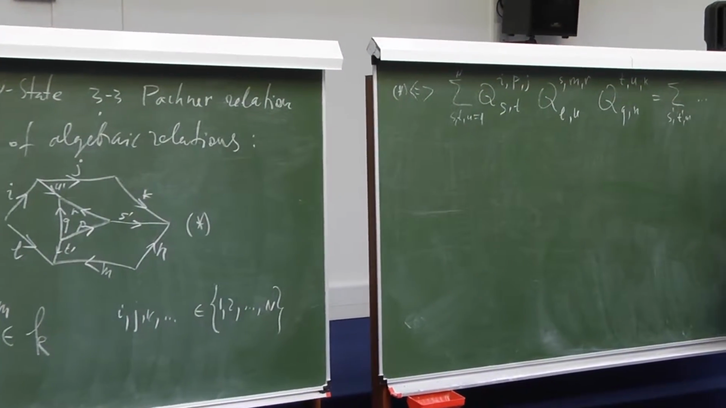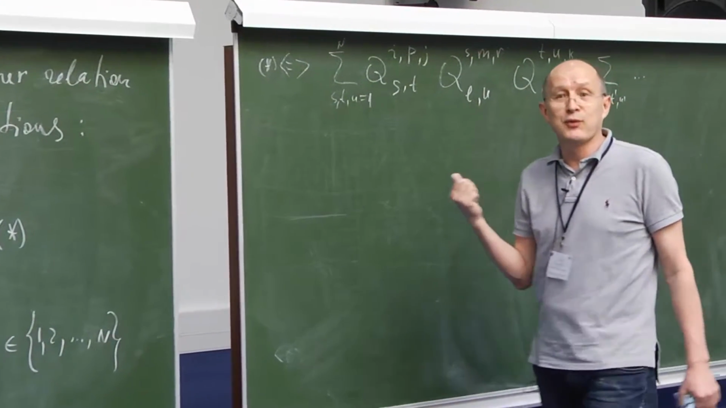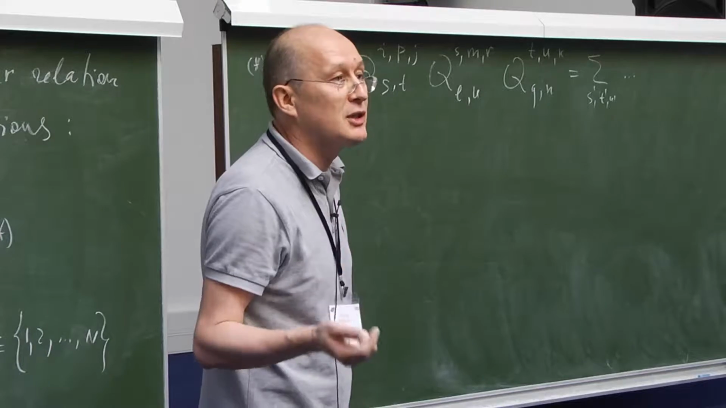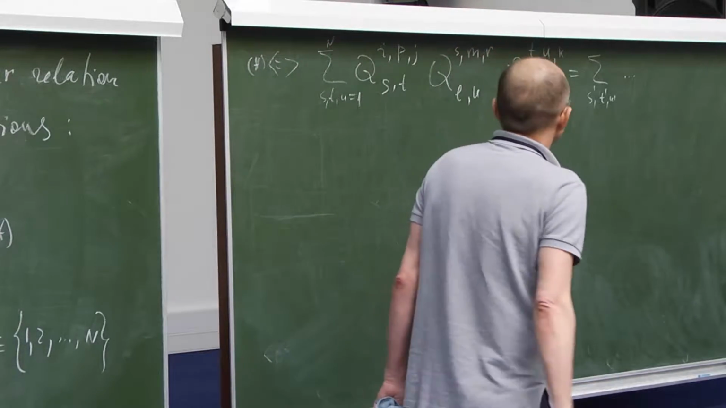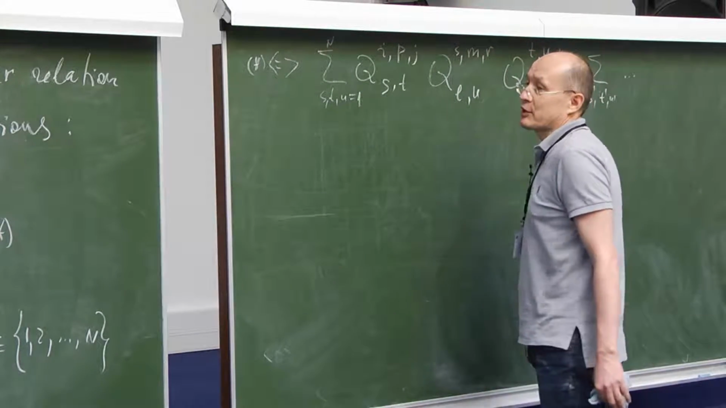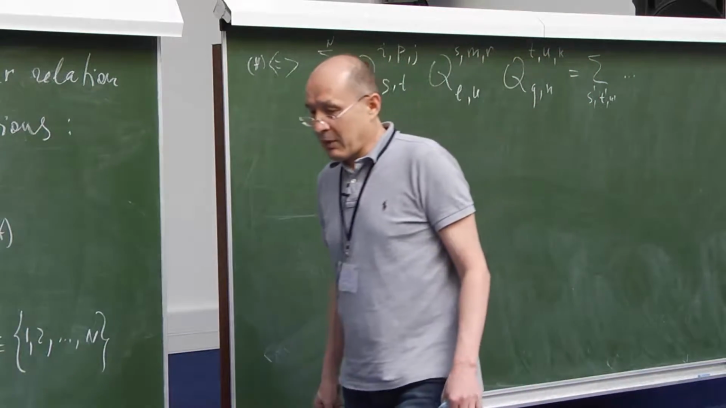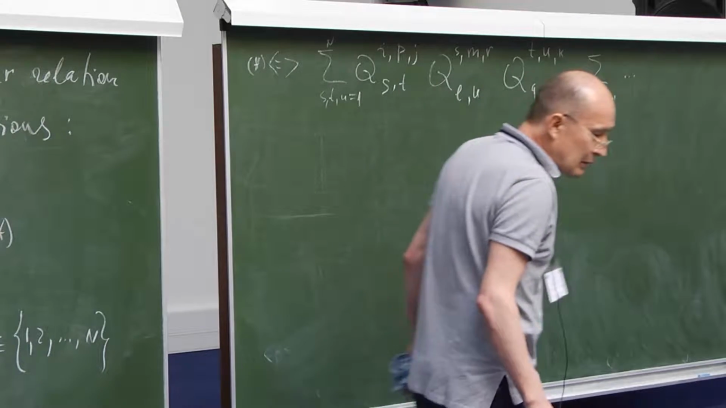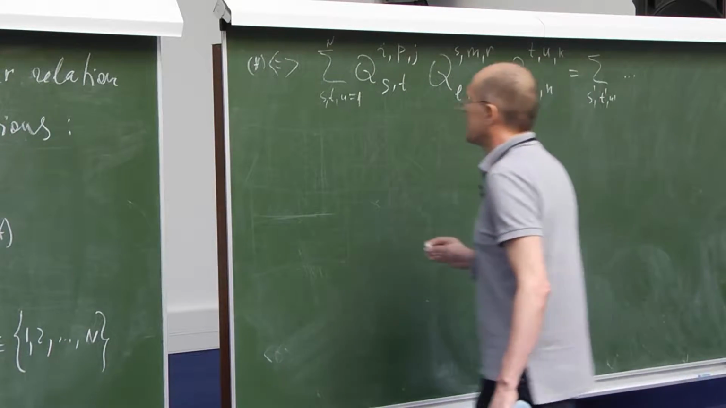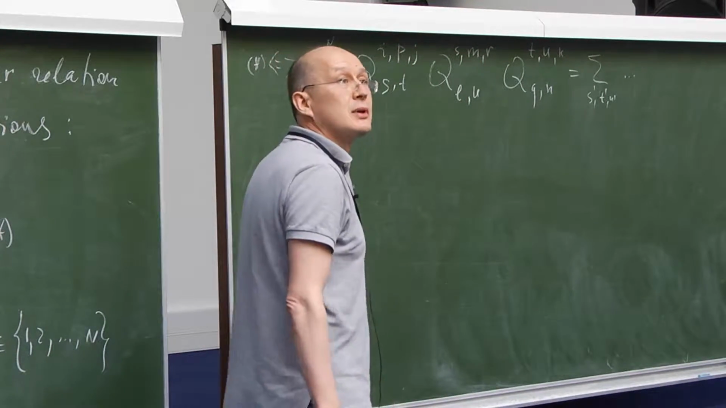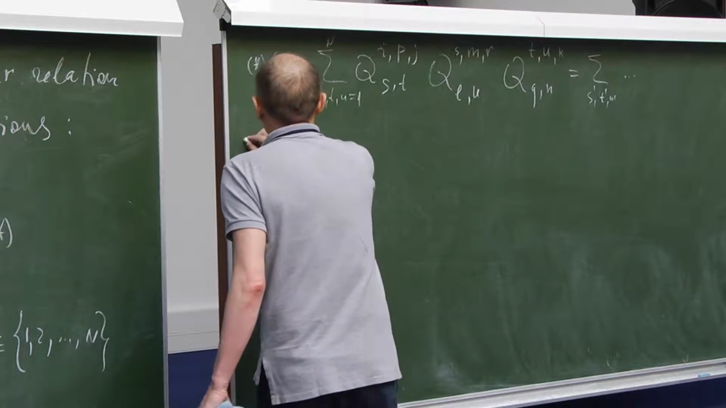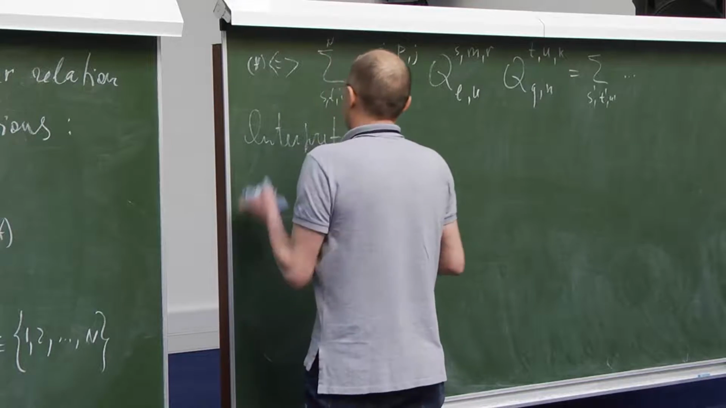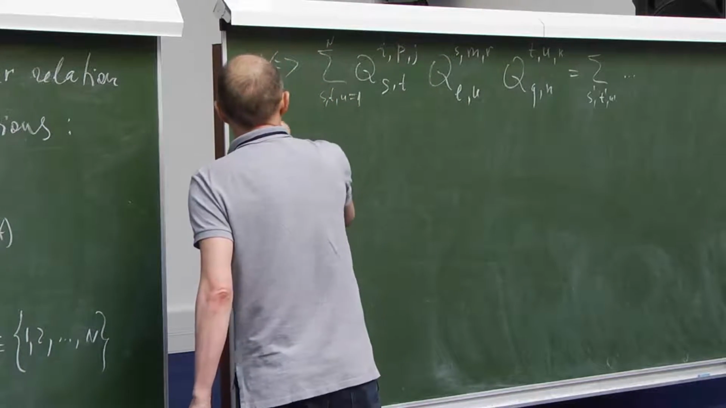And the claim is that there is a four-dimensional content in this relation. It doesn't come just from nowhere. It is a result of interpretation of the Pachner relation in terms of triangulations. And maybe I should just say a few words about that interpretation. Okay, let me just make a few remarks.